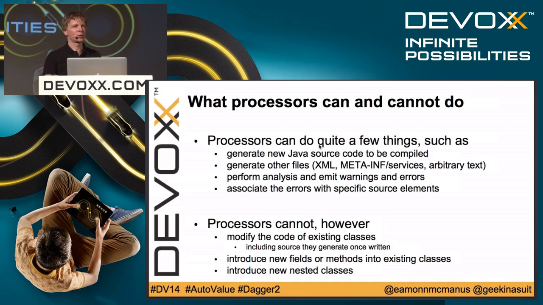So that extends to, it's a bit unfortunate, one thing that you really would like to do in annotation processors would be to insert a new inner class inside an existing class. Even that you can't do. So that is one of the most important constraints.